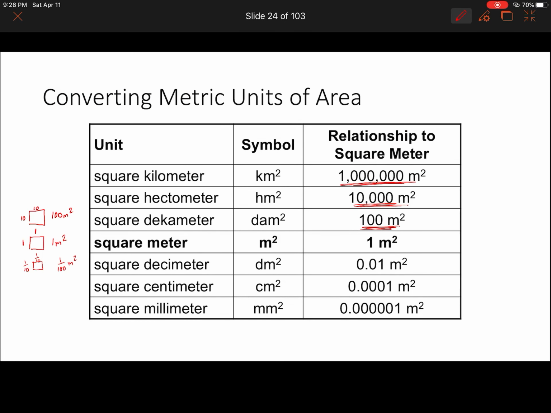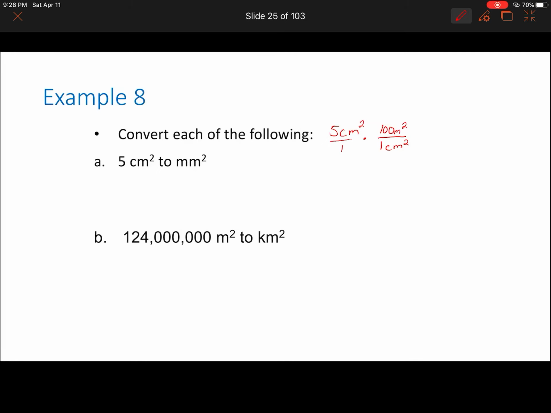Again, go back to our conversion. I think we did this in the last video: if a centimeter is 10 millimeters, you have 10 millimeters in that 1 centimeter. Well, then if that's your side length, then 1 centimeter squared has to be 100 millimeters squared. And so that's what we've got here. 1 centimeter squared is 100 millimeters squared, and we're trying to get to millimeters squared.